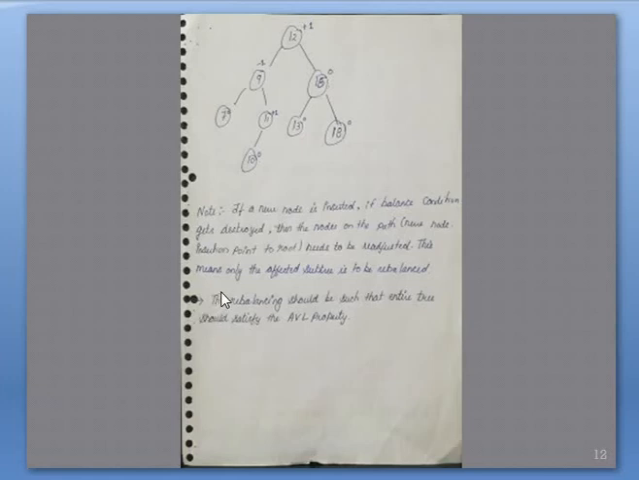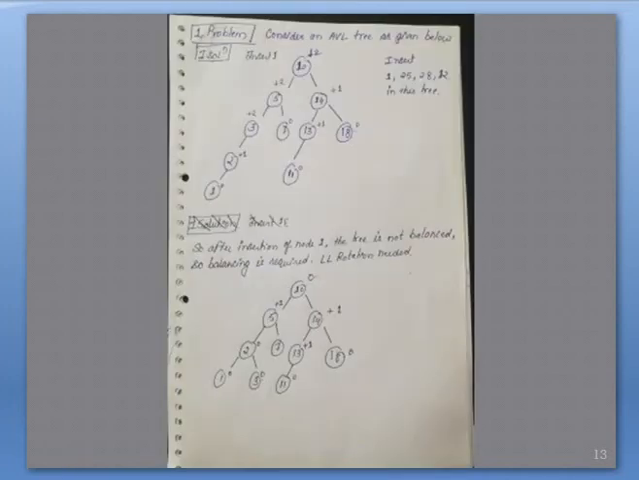That means that only the affected subtree is to be rebalanced. The balancing should be such that the entire tree satisfies the AVL property. Now consider an AVL tree as given below. First we are inserting 1. We have to insert the following elements in the tree.